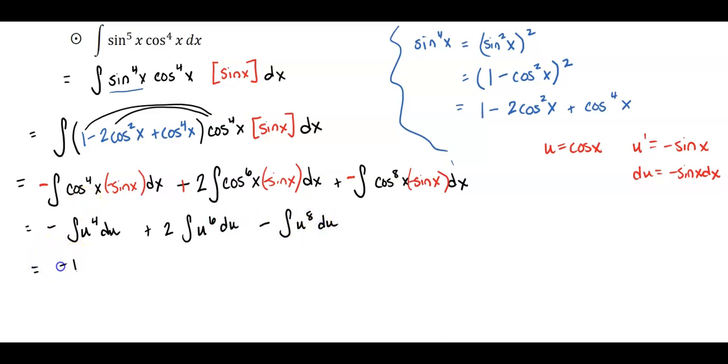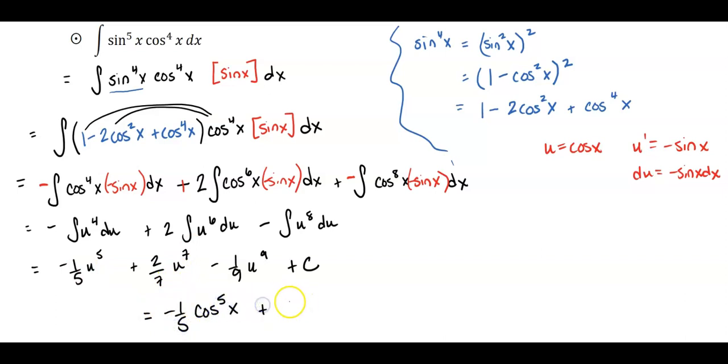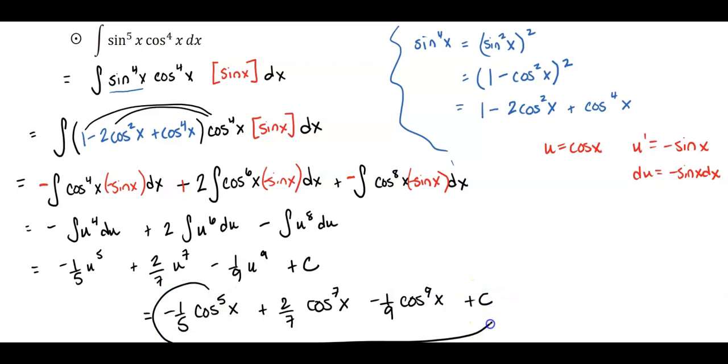So that gives me negative 1/5 u to the fifth plus 2 over 7 times u to the 7th power minus 1 over 9 times u to the 9th power, all plus c. And then filling that cosine back in, I get negative 1/5 times cosine to the 5th of x plus 2 over 7 times cosine to the 7th of x minus 1 over 9 times cosine to the 9th power of x, all plus c. And that is my final answer.